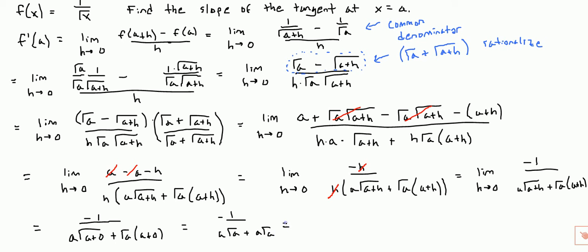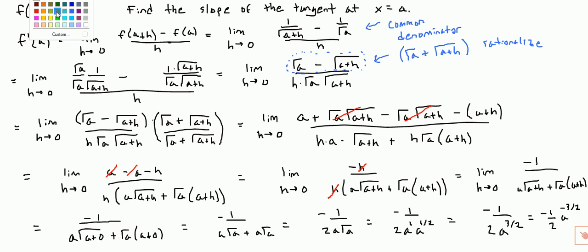These are the same thing, right? So we have two of them. Negative 1 over 2 a root a. So that's negative 1 over 2 times a to the 1 times a to the 1/2. So we have two a terms. We're going to add the exponents and get negative 1 over 2 times a to the 3/2. Okay? You could also write that as negative 1 over 2 times a to the minus 3/2. So this is the answer right here.